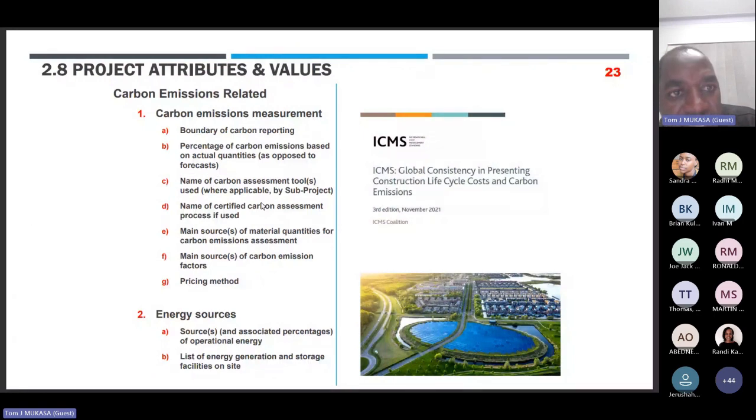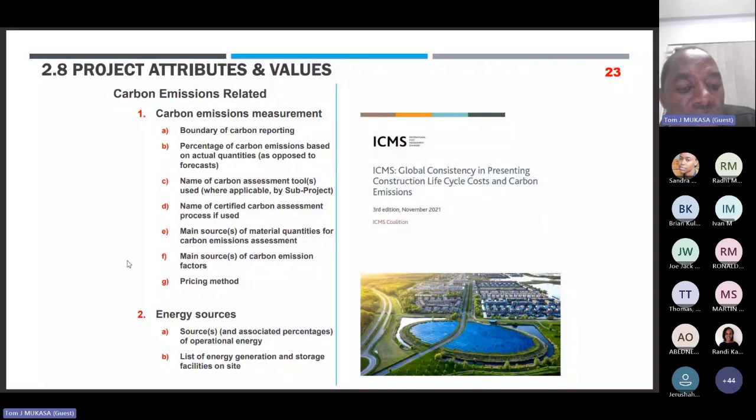So when it gets to this standard, it has a section called carbon emissions. And we always have to start with defining project attributes and values. So you have to state the carbon emission measurements you are going to do, the boundaries of the carbon reporting, the percentage of carbon emissions based on the actual quantities, as opposed to forecasts, the name of the carbon tools you are going to use. There are so many, as you've heard. The name of the certified carbon assessment process you are going to use, the main sources of material quantities for your assessment, and the emission factors and the pricing method.